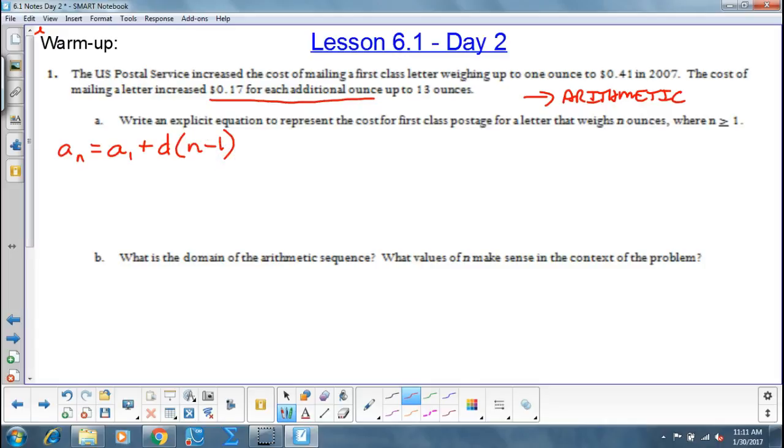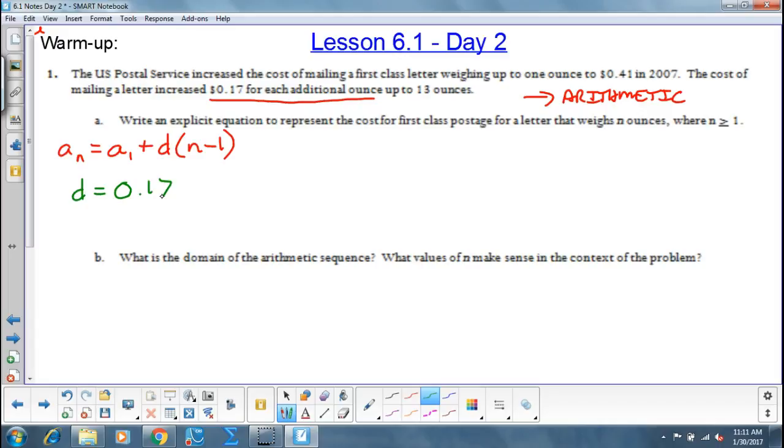So I need 2 things. I need D, my common difference, and I need the first term, A sub 1. Do I have either of those? 17 cents. And which one is that? Common difference. That's my common difference is 17 cents. So D is 0.17. It's what I'm going up with every time.